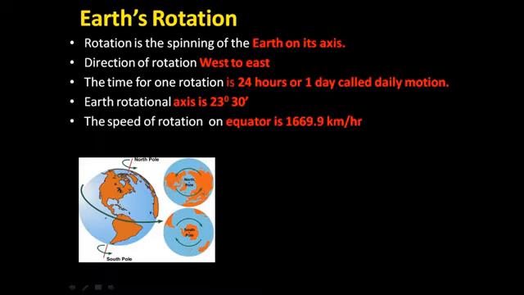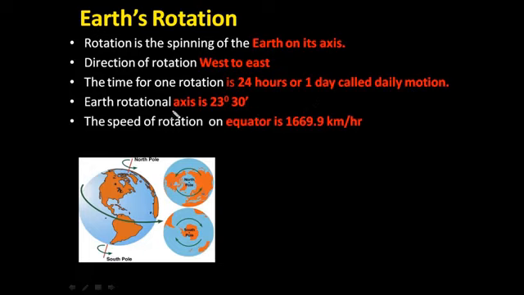Now we learn about the important motion called rotation. Rotation is the spinning of the Earth on its own axis. As you can see in this diagram, this is the axis. The axis is through the Earth and connects the North Pole to the South Pole. The direction of rotation is always west to east. The time for one rotation is 24 hours or one day, called the daily motion.